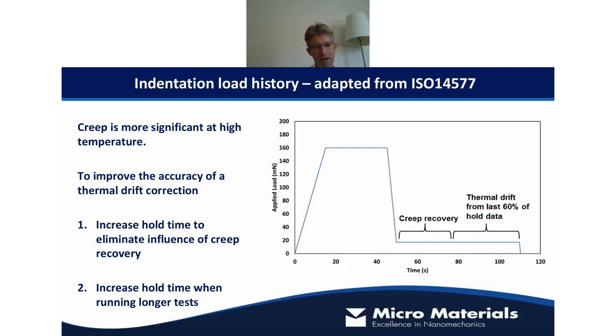So we can improve the accuracy of the thermal drift correction by a couple of things, by increasing the hold time to eliminate any influence of creep recovery, which typically occurs, as shown there, in the first 20 or 30% of a whole percent at 90% unloading. And it's also beneficial to increase that hold time when we're running longer tests, typically, to improve that accuracy.